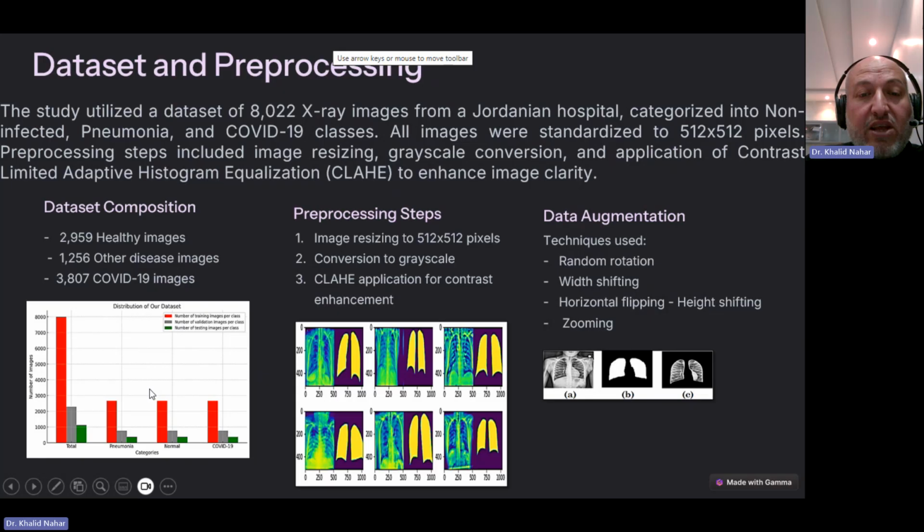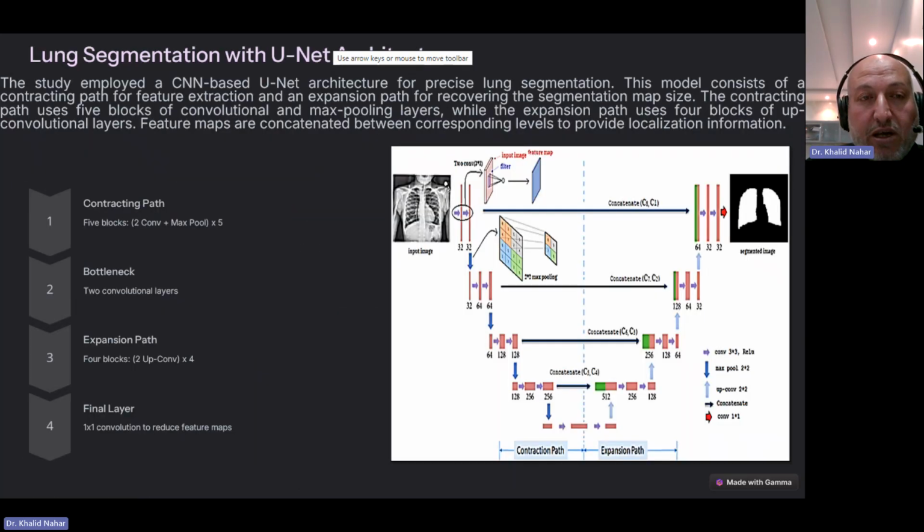images. After that, we pre-processed the images by resizing and converting them into grayscale, which was necessary for further processing by the segmenter. Then some contrast enhancement was applied using CLAHE. After that, in order to get more images from different sites, we augmented them by random rotation, width shifting, horizontal flipping, and zooming.